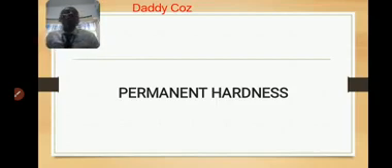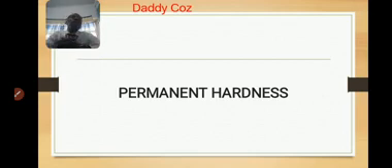We're going to continue from where we stopped. In our last video, we talked about temporary hardness, and we saw what causes it: calcium hydrogen carbonate or magnesium hydrogen carbonate in water. We saw the method to remove temporary hardness, and we discussed why we call it temporary hardness, because it can easily be removed by boiling. So now we're talking about permanent hardness.